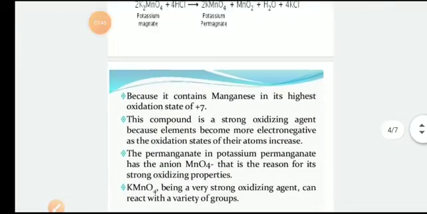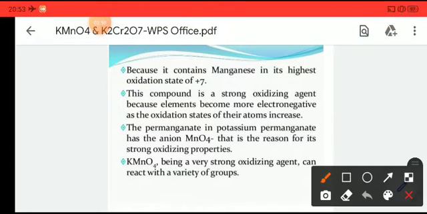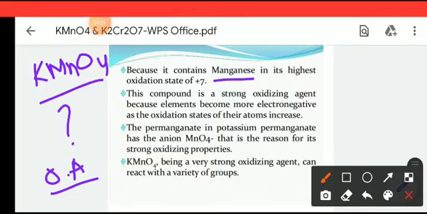As we know, potassium permanganate is an oxidizing agent. So why is KMnO4 an oxidizing agent? We should know that. Because it contains manganese in its highest oxidation state of +7. As I have said earlier, manganese has an oxidation state up to +7.